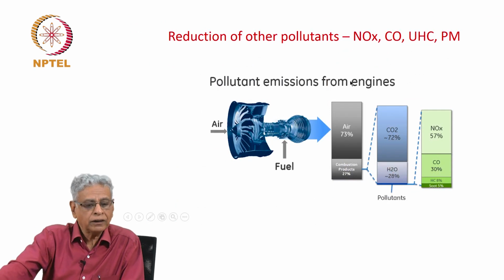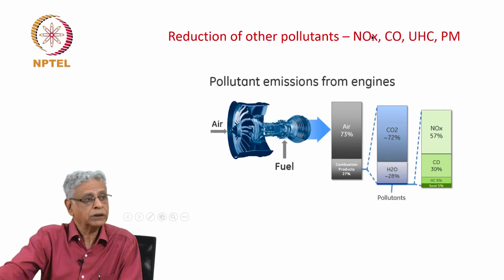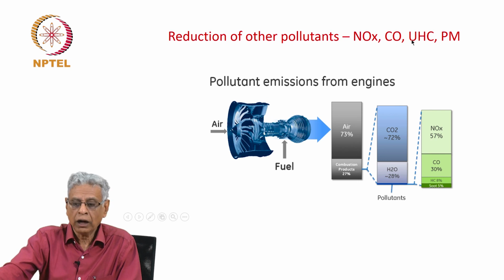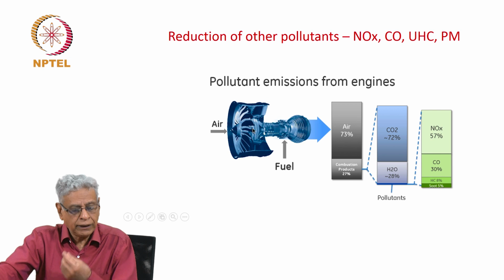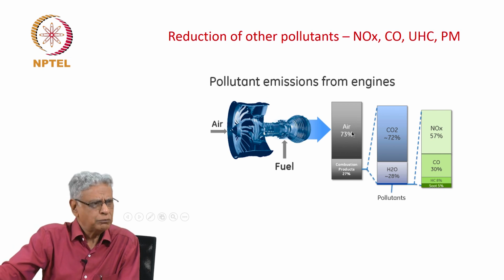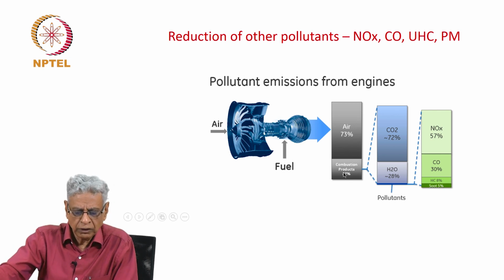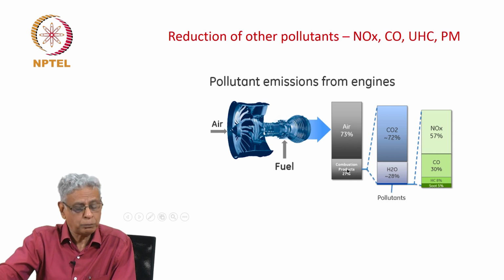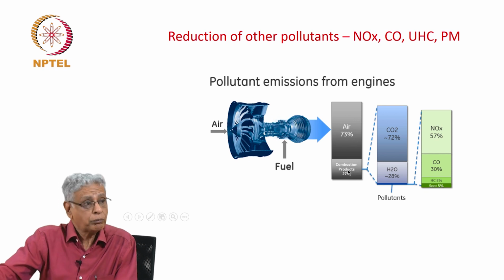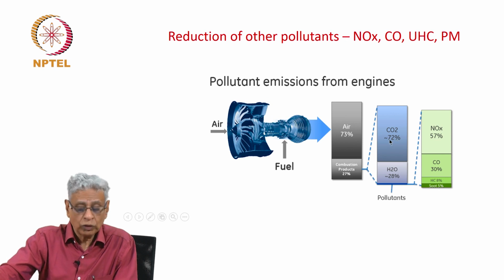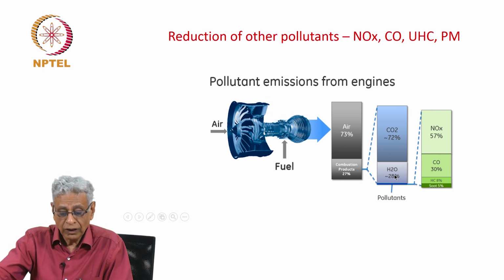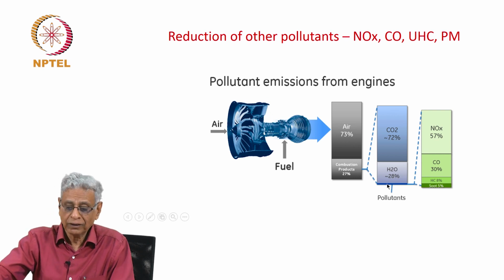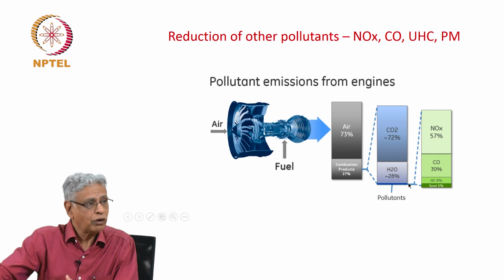Well, let us look at this question of reduction of pollutants like NOx, carbon monoxide, unburnt hydrocarbons and particulate matter. In any gas turbine engine, air is about 73% and combustion products constitute about 27%. These combustion products contain carbon dioxide to the extent of about 72%, water vapor 28%, and some amount of pollutants, and these pollutants are all we are concerned with.